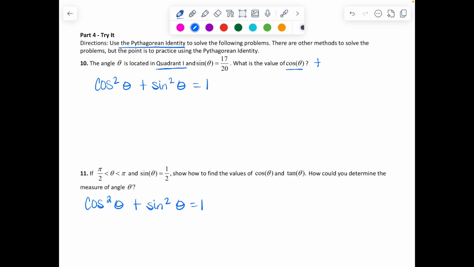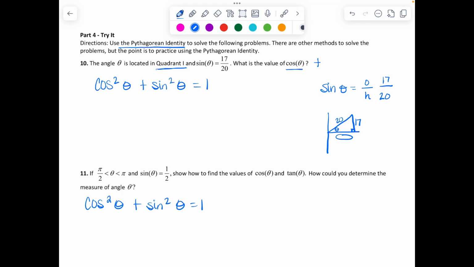So if we think about first what we're given, sine of theta. And remember, sine of theta is the same thing as opposite over hypotenuse. So that means we know that the hypotenuse is 20, and we know that the opposite is 17. If you thought about this in a visual format, in quadrant 1, and we drew a right triangle, we would have a hypotenuse of 20. Our theta would be here, and opposite of that would be our 17. We don't know what this value is.